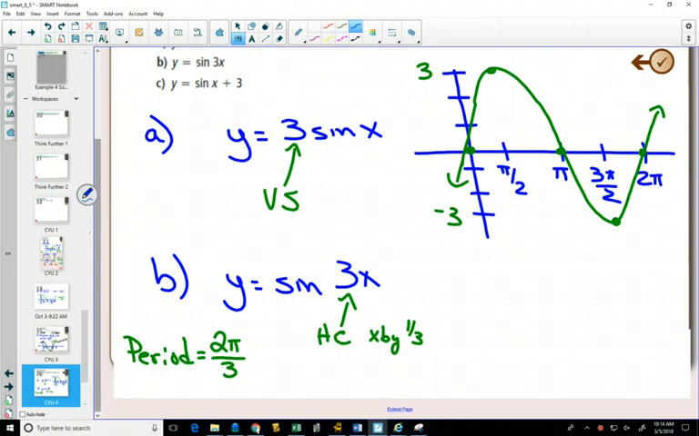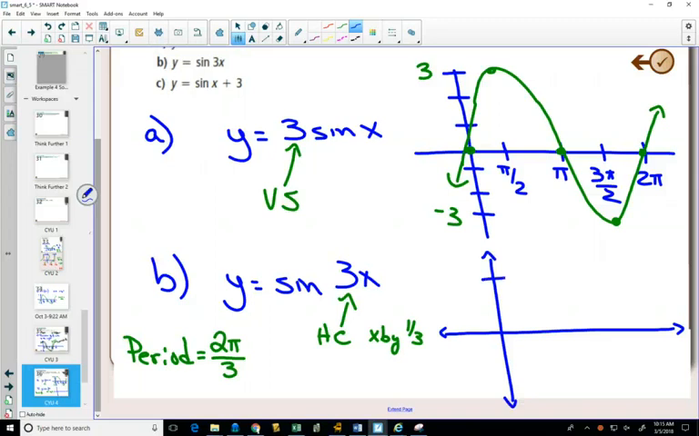We could probably also see this just by thinking about horizontal compressions. Our period was 2 pi. You compressed it by a factor of 1/3. That would mean multiplying all your x values by 1/3, and so your period of 2 pi will now get squished to be 2 pi over 3. So what does that look like on our graph?